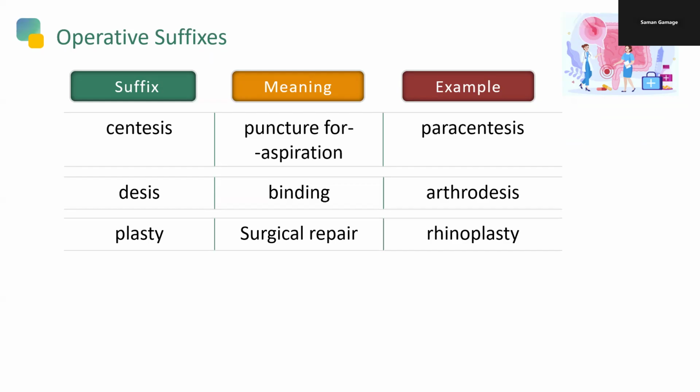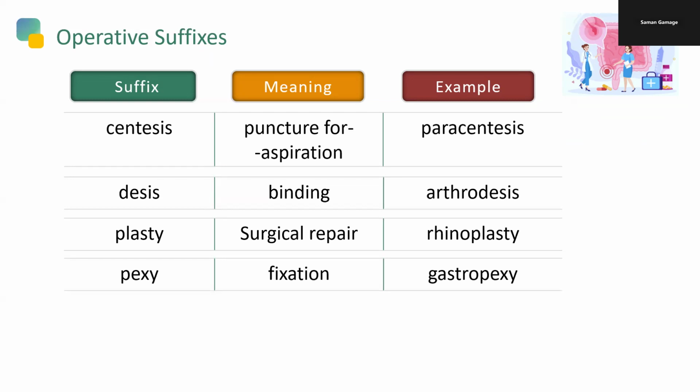Plasty is surgical repair. Rhinoplasty is surgical repair of nose. Rhino is referring to nose. Pexy is fixation. Gastropexy is fixation of stomach. So when it is moving inside the abdominal cavity, it can be fixed, fixation of stomach.